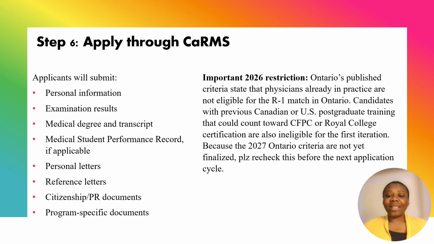Another thing is candidates with previous Canadian or US postgraduate training that could not count towards College of Family Physicians of Canada or Royal College certification are ineligible for the first iteration, that's the first match. There is what they call the first match, the second match. Then because the 2027 Ontario criteria are not yet finalized, please recheck this before next application. If you're applying for next year, I'm giving you what is currently obtainable. I hope this is helping somebody find their way.